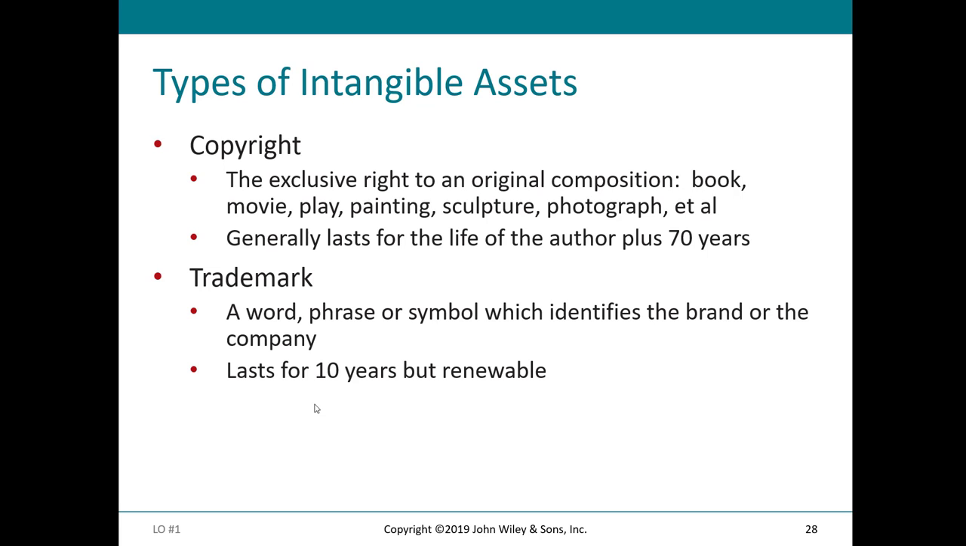So types of intangible assets include copyright. A copyright is the exclusive right to an original composition. It could be a book, a movie, a play, a painting, a sculpture, a photograph, or many other types of original compositions can be copyrighted. A copyright generally lasts for the life of the author plus 70 years. A trademark is a word, a phrase, or a symbol which identifies the brand or the company. A trademark lasts for 10 years but can be renewable.